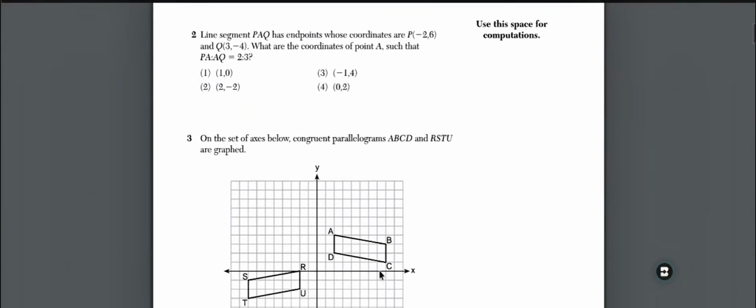Next question. Number 2 says, line segment PAQ has endpoints whose coordinates are P is -2, 6, and Q, which is 3, -4. What are the coordinates of point A such that PA to AQ is 2 to 3? From the context I'm given, I know that this question is going to be partitioning a segment.